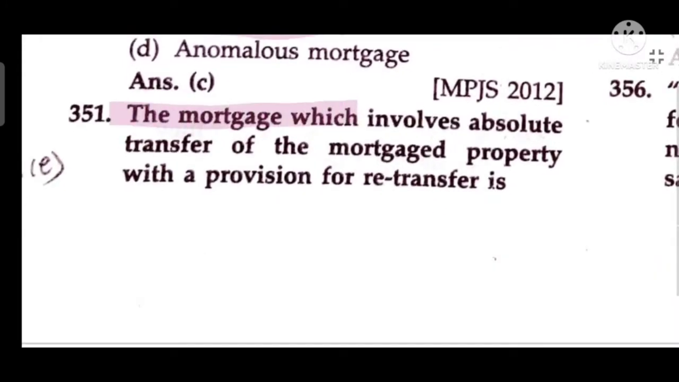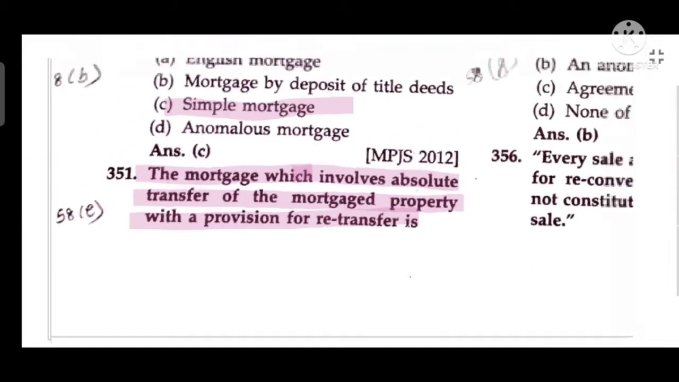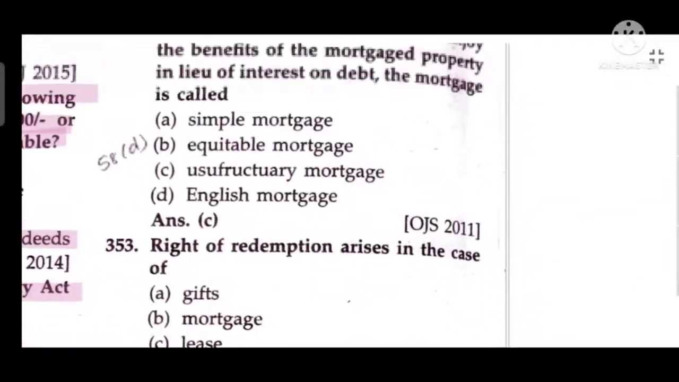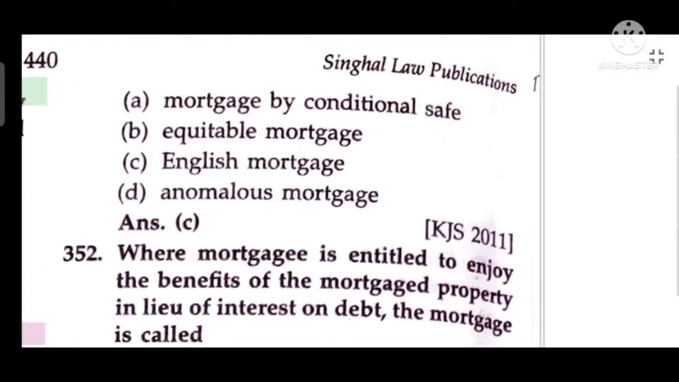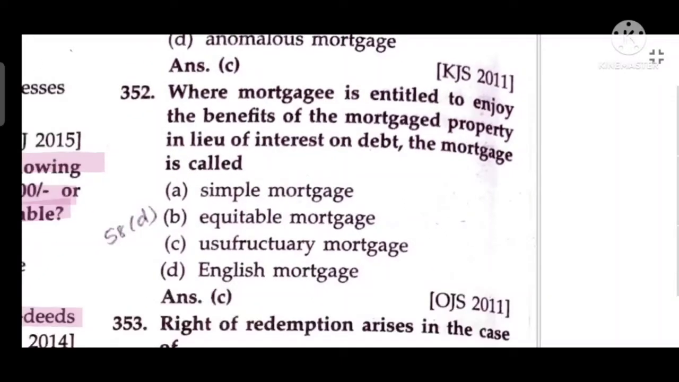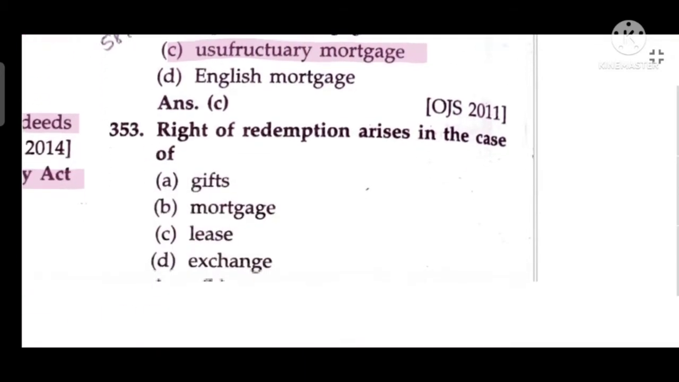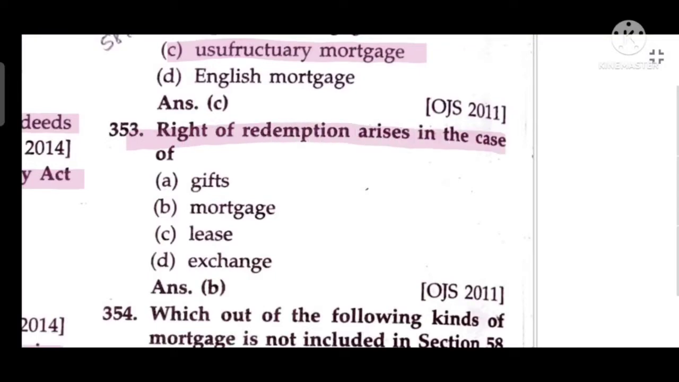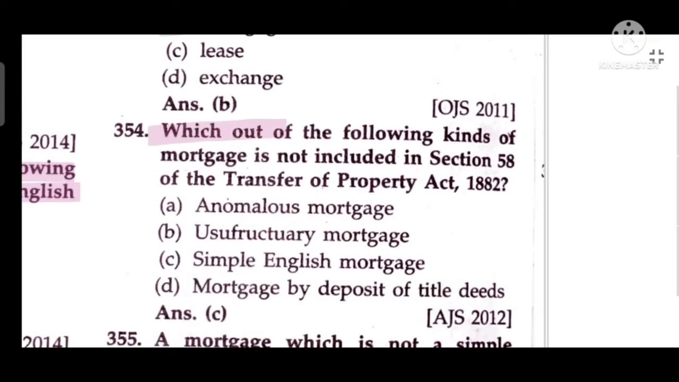The mortgage which involves absolute transfer of mortgaged property with provision for retransferring is English mortgage. Where the mortgagee is entitled to enjoy the benefit of mortgaged property in lieu of interest on the debt, the mortgage is called usufructuary mortgage. A right to redemption arises in the case of mortgage.